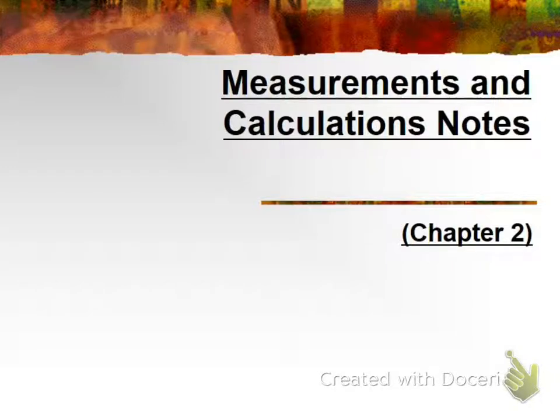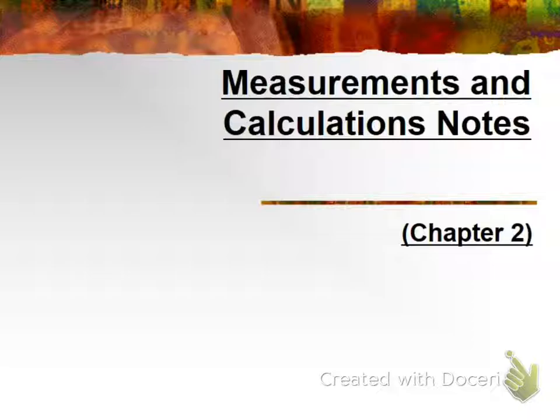So this is chapter 2. This is our measurement unit. It is not a very long unit, but it is one of our more important units in that this is how we're going to do math in chemistry, okay? Because we're going to report things a little bit differently, and we're going to be doing some different kind of calculations. So this is kind of showing you how that's going to be used.